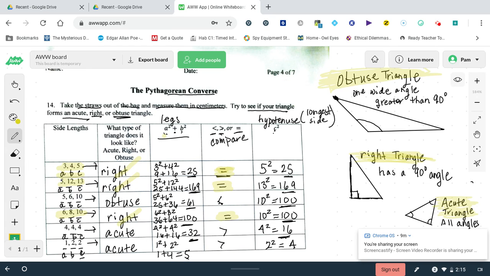So when your A squared, go back to this. When your A squared plus B squared equals C squared, then you ended up with a right triangle.